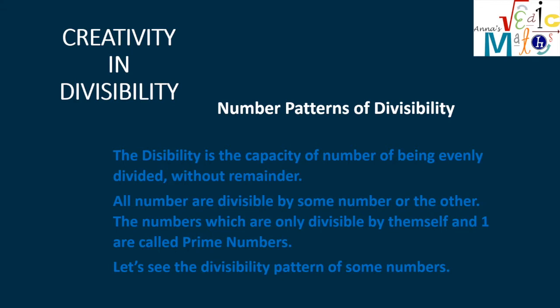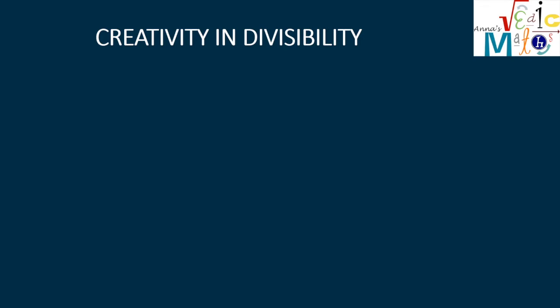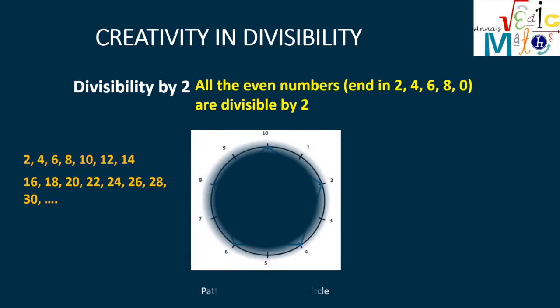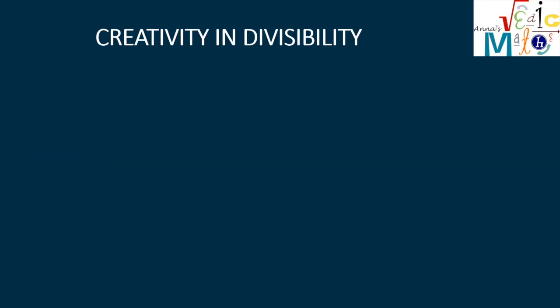Let's now see the pattern of some numbers. Divisibility by 2. A number is divisible by 2 if it ends in 2, 4, 6, 8 or 0. If we draw the pattern in the ten-point circle, we obtain a pentagon.